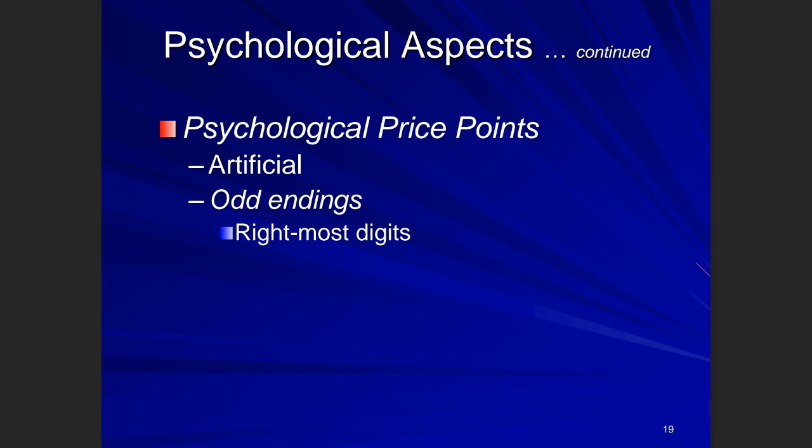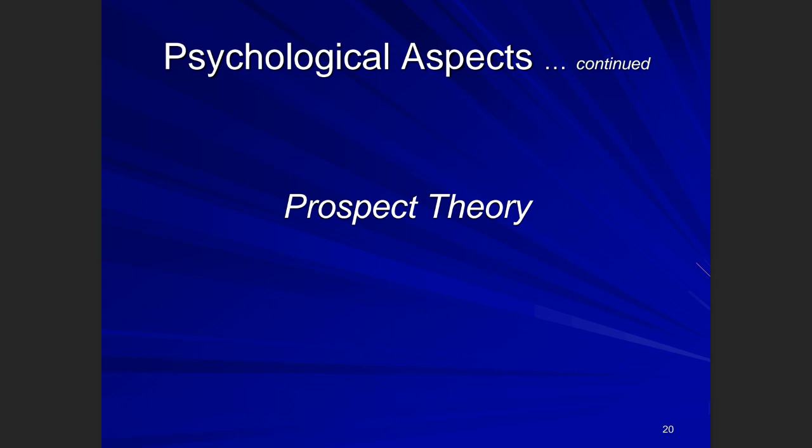Okay. So the next major theoretical approach that we want to consider is what we call prospect theory. Prospect theory is essentially a theory that has its basis in economic theory, or economics rather. It is based on that psychological notion that we call loss aversion.